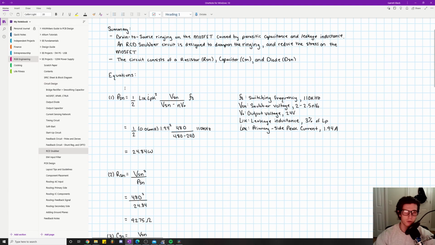Alrighty, so like I said, the first equation is an equation for figuring out how much power the snubber needs to dissipate, and it is given by this whole equation right here. So we'll just quickly go over the variables. L leak stands for the leakage inductance. We have I peak squared, which is the primary side peak current. Then we have V snubber, which is just the voltage drop across the snubber. And then we have this quantity NVO, which is just the output voltage, and N is our primary to secondary winding ratio.